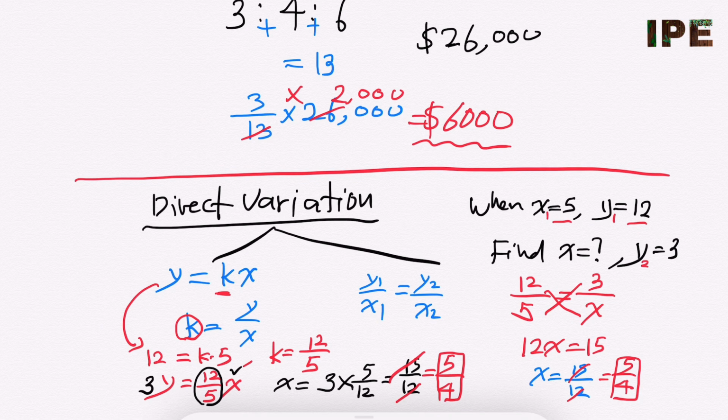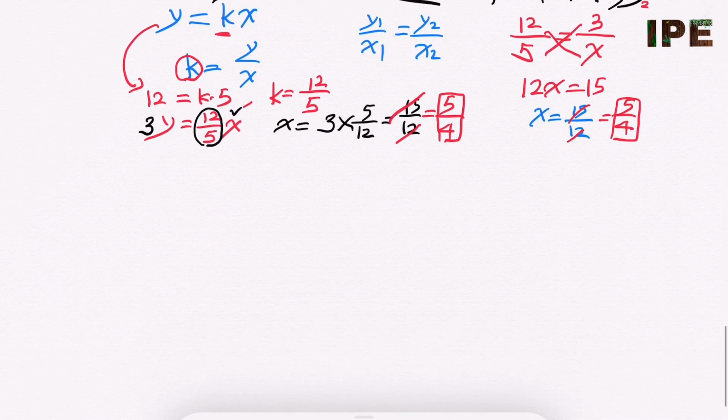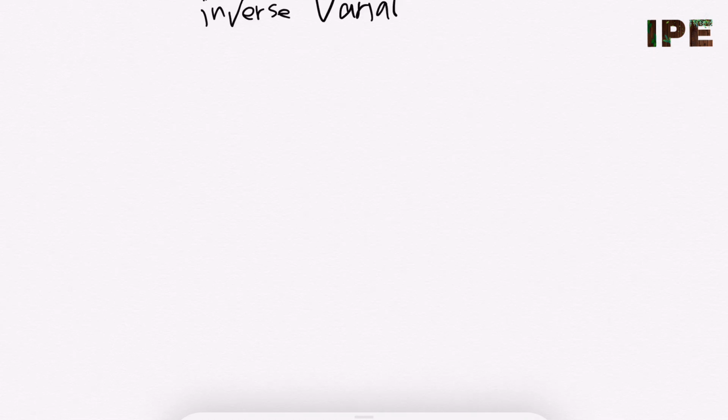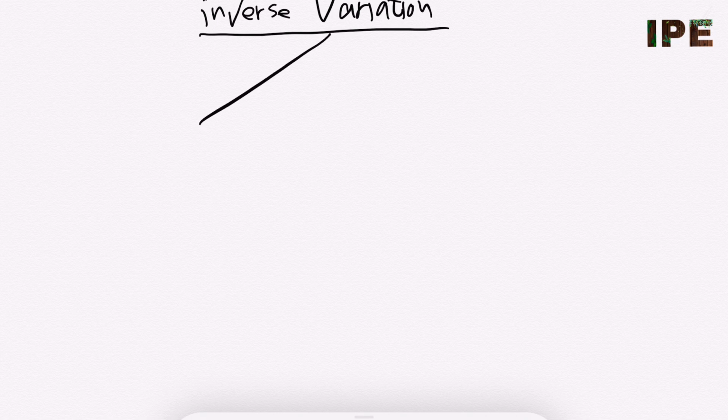Next is the inverse variation problem. To solve an inverse variation problem in SAT, you can still use two ways, the same as the direct variation problem. The first way is to use the inverse variation equation, which is not y equals kx anymore. That was the direct variation equation. The inverse variation equation is y equals k over x.